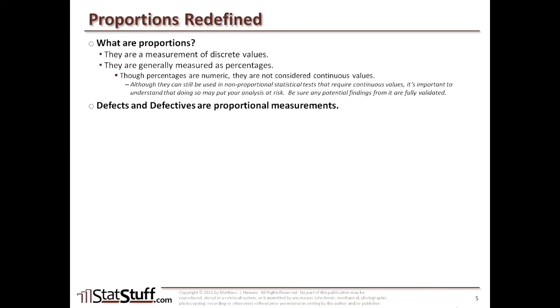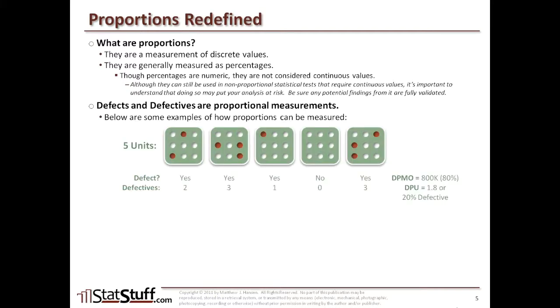Now, defects and defectives are the measurements we might use for measurements of proportion. So as an example here, we have 5 different units, and each of these dots represent an opportunity per unit, and the red dots represent a defect that might be within each unit. Well, from a unit perspective, we might say 4 of these 5 units are defective because they have at least one of these opportunities that's a defect. So in that case, the DPMO measurement we might use is 800,000 or 80% defective.